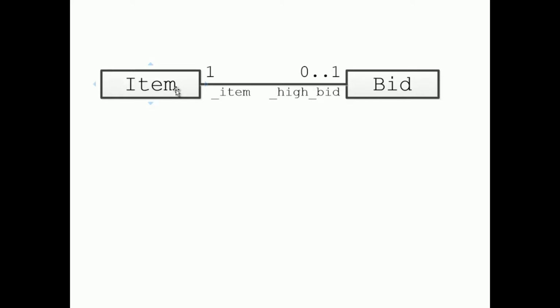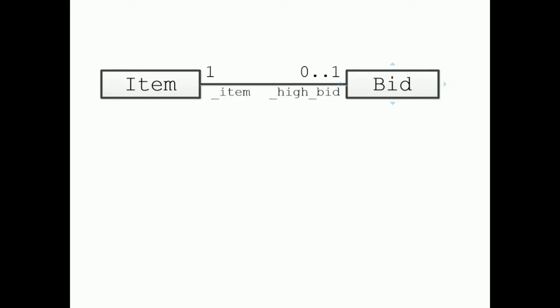So the line in the diagram is adorned with the names that the objects use to reference each other. A bid object uses the name item to reference its item object, and an item object uses the name high bid to reference its bid object. Those would be the names of the fields. And it also has the cardinality of these objects. This diagram shows that there is one item per bid and 0 or 1 bid objects per item. Now, of course, that cardinality would be different if we were storing a bid history. Then there could be 0 to many bids in the bid history.